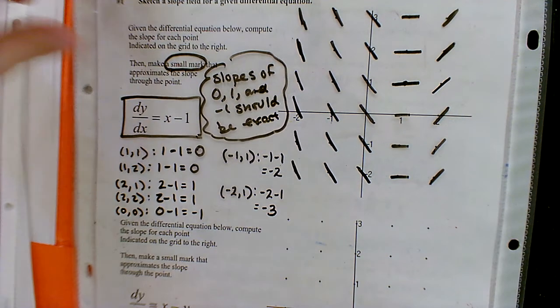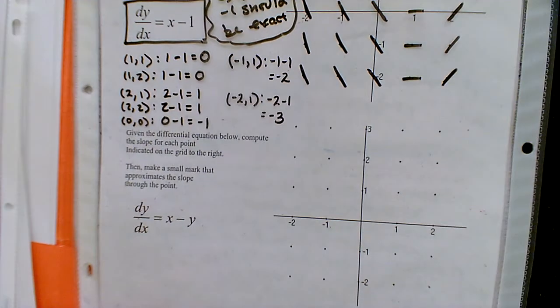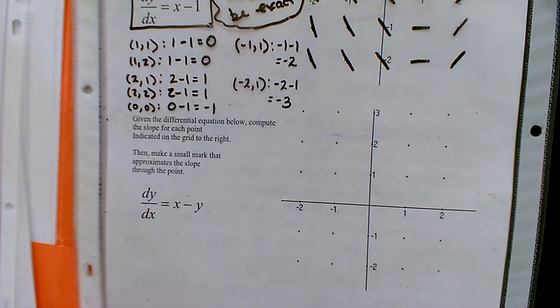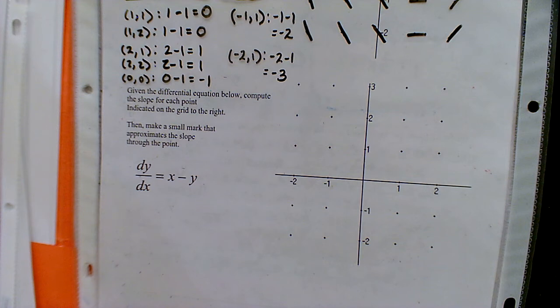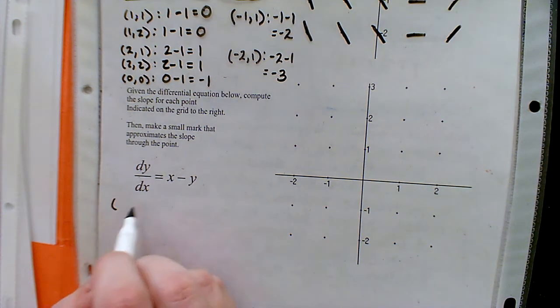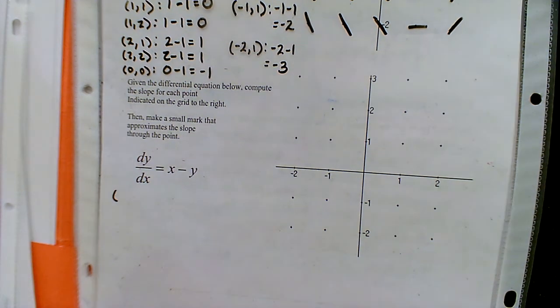Let's try another one that's a little bit different. Given the differential equation, we're going to compute the slope. We're going to draw some more lines to develop our slope field. This one, though, does have an x and a y in it, so the y variable does change or affect the slope at hand. So it might be a little bit different to find a pattern. I'm not saying that there isn't a pattern, it's just probably not the same pattern we had in the last example. So what point do you want to try first for this one?